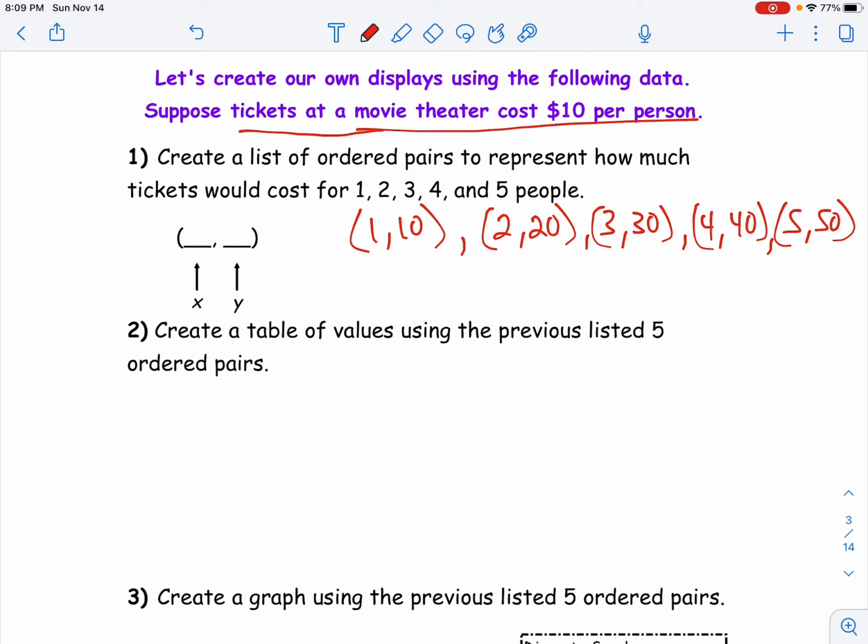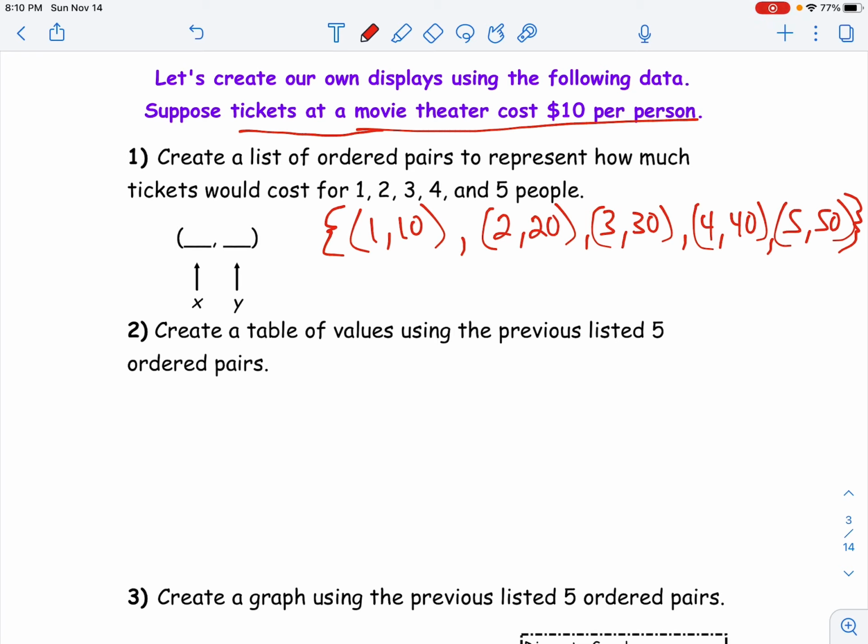Now you'll see relations written with these squiggly brackets. A squiggly bracket represents a set of things. So if we have all these ordered pairs, these 5 ordered pairs inside those squiggly brackets, that is a set. In other words, that is a relation.